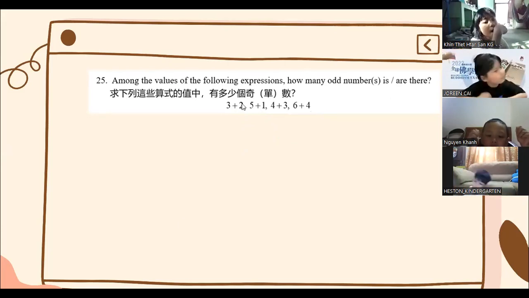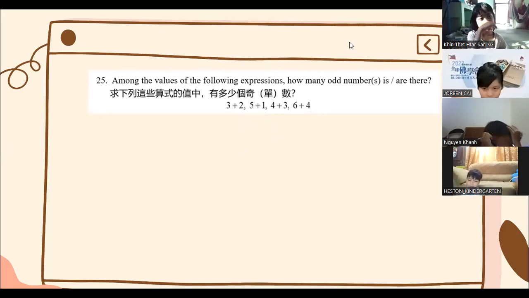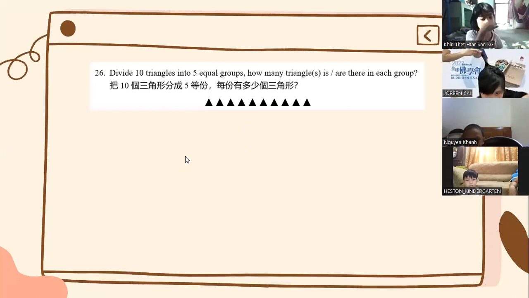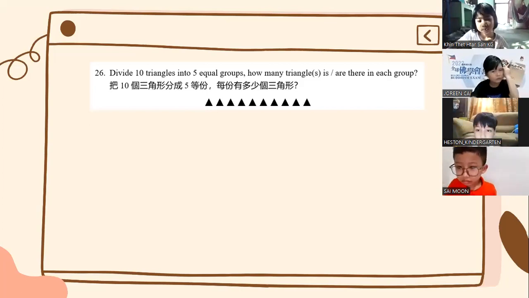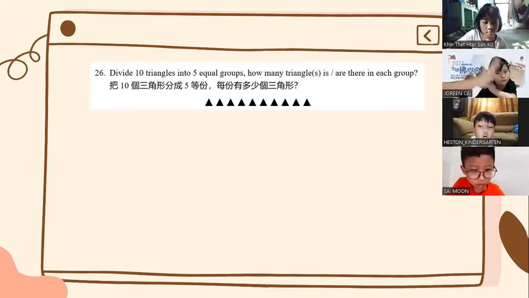The important thing in this question is to make sure that your answer in the expressions is correct, that you add these correctly: the 3 plus 2, the 5 plus 1, the 4 plus 3, and the 6 plus 4. You have to make sure that you don't miscount so that you will get the right final answer. Okay, how about question number 26? Divide 10 triangles into 5 equal groups. How many triangles are there in each group?